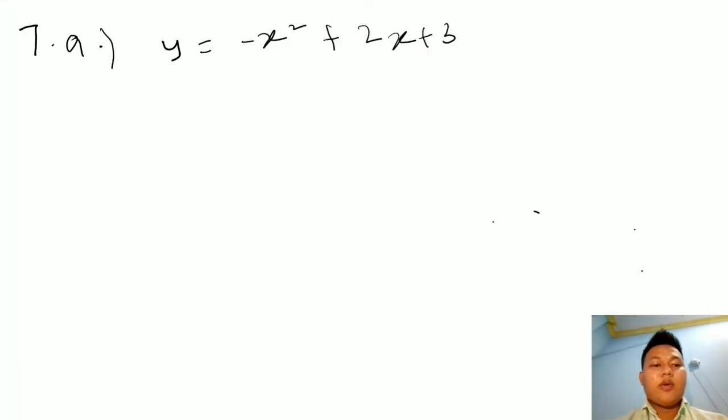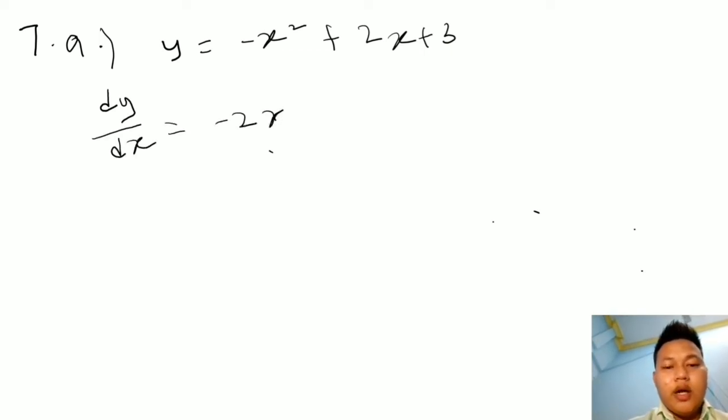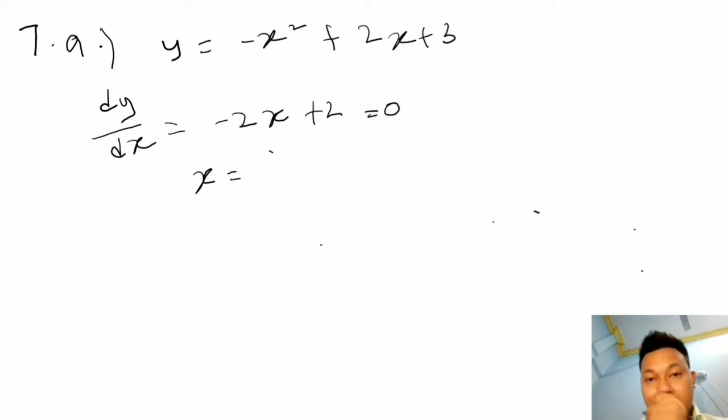Hi everyone, today I will present question number 7 for Roman 1. The question is y equals -x squared plus 2x plus 3. So to answer this question, dy per dx equals -2x plus 2, equals 0. The answer for x is 1. How do I get 1? Because here negative 2 plus 2 will drop, so only x is left as 1.